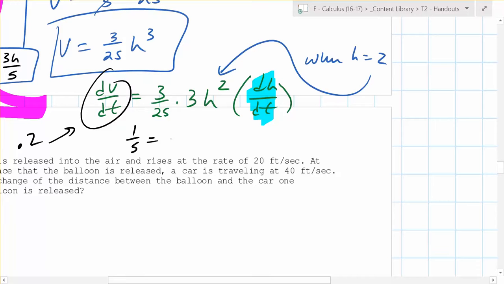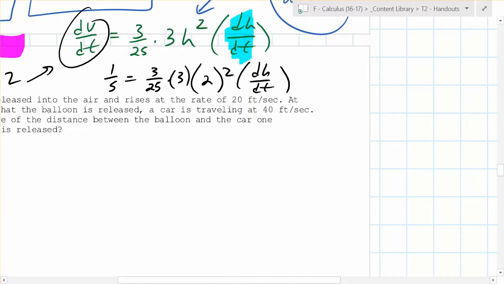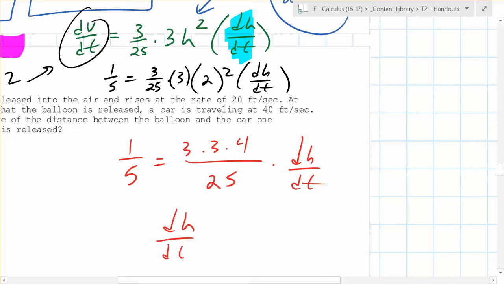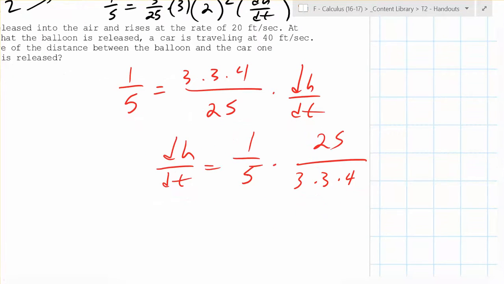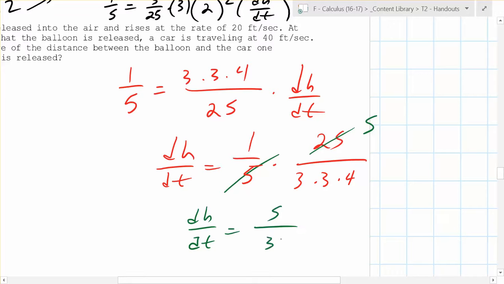So we have 1/5 is equal to 3 over 25 times 3 times 2 squared times dh/dt, right? Is that algebra a little bit simpler than what you just did? A little bit. Let's just make sure we get a clean answer here. So what do we end up with? 1 over 5 is equal to 3 times 4 over 25 times dh/dt, right? So what does dh/dt equal? 1 over 5 times the reciprocal, which is 25 over 36. Yeah, but that cancels with that, turns it into a 5. So you get dh/dt is equal to 5 over 36.